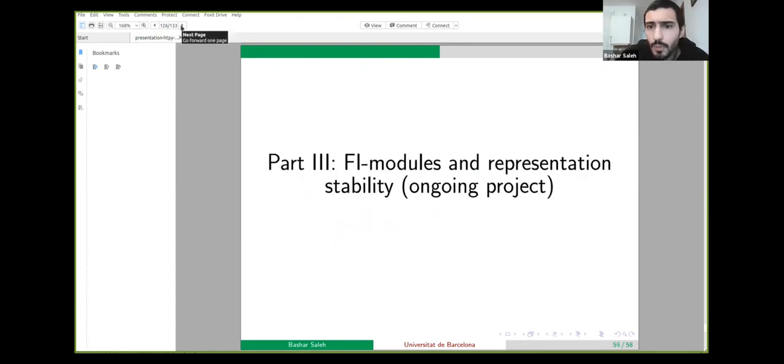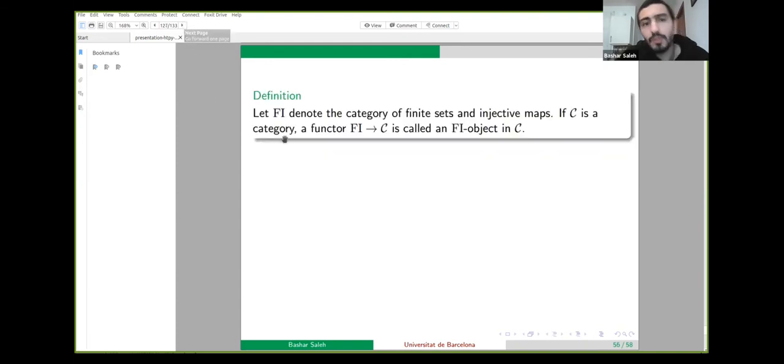Now the last part, which is about FI modules and representation stability, is an ongoing project. I don't have much to say here, but this is another stability result, or way of thinking about stability, inspired by the techniques of Berlin and Madsen. Let FI denote the category of finite sets and injective maps. A functor from FI to C is called an FI object in C.